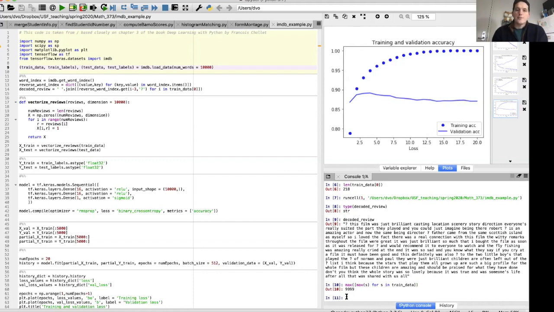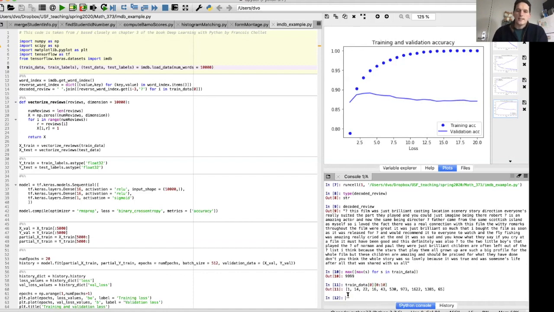So each of these movie reviews is a list of words, and there are only 10,000 possible words. And each of those words has been encoded as an integer between 0 and 9,999. So let's look again at train data of 0, our first movie review, and let's look at the first 10 words. Okay, you see it's a list of integers, but each of these integers corresponds to a word. And if we want to decode the review, we can do that using this snippet of code. So that's the data that we're working with. And let's look at train labels.